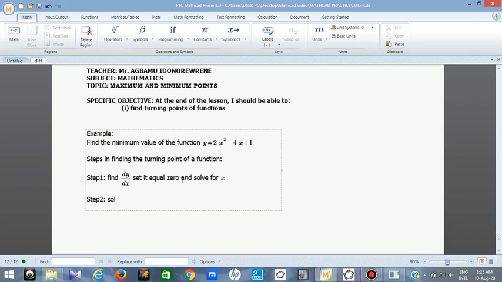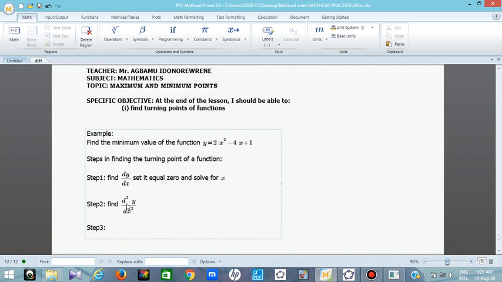So that is 1. Then the second step is you find the second derivative, which is d squared y over dx squared. So find this one. Then this one will now lead on to the third step.